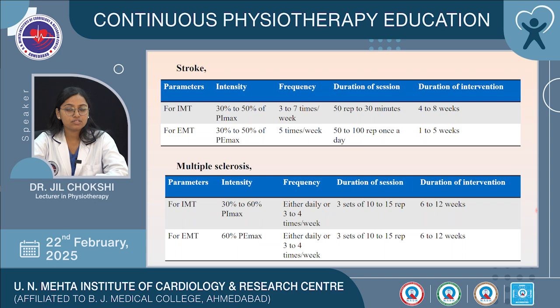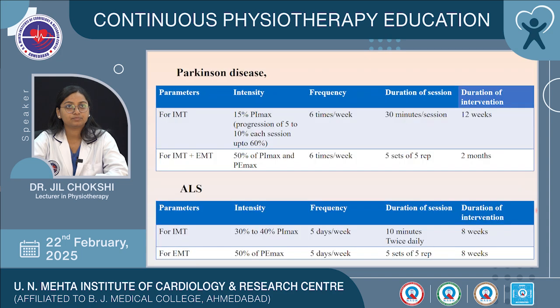For multiple sclerosis patients, inspiratory muscle training is performed at 30 to 60% of PI max with frequency 3 to 4 times per week, and each session consists of 3 sets of 10 to 15 repetitions for the duration of 6 to 12 weeks. For expiratory muscle training, patients should perform the training at 60% of PE max for 3 to 4 times per week, with each session consisting of 3 sets of 10 to 15 repetitions for 6 to 12 weeks.